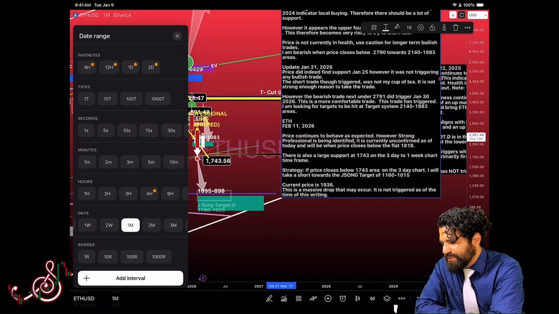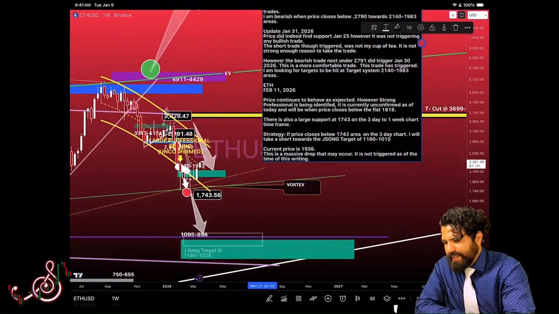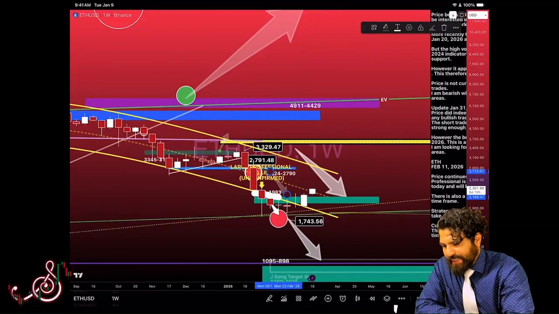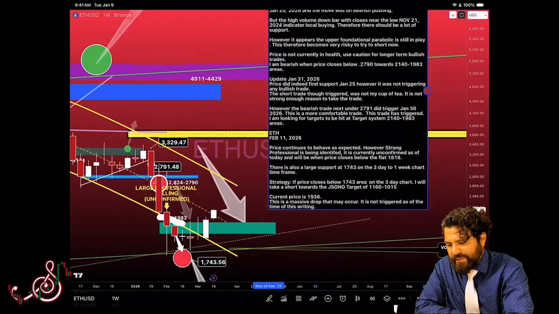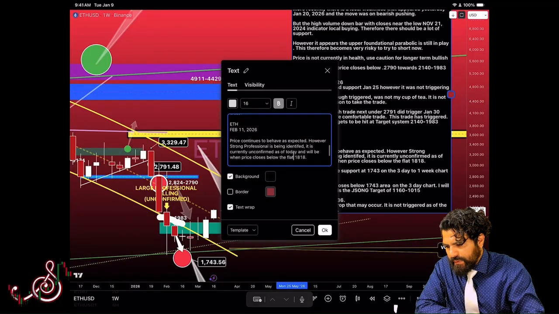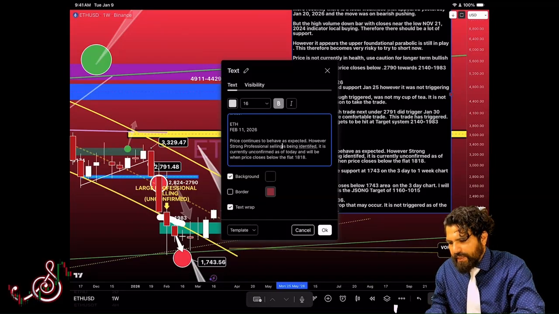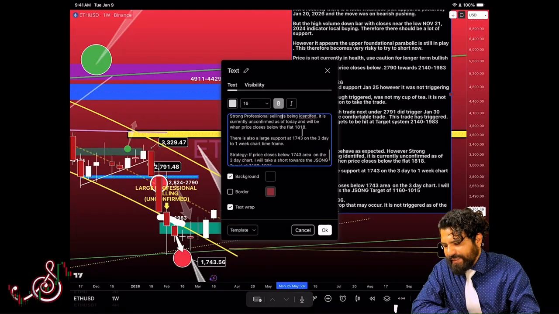So let's go to 1 week and see what we're looking at. Large professional selling. Okay, large professional selling, unconfirmed. It was selling, should be selling. So let's just say selling is being identified, currently unconfirmed as of today, and will be when price closes below the flat of 18.18.